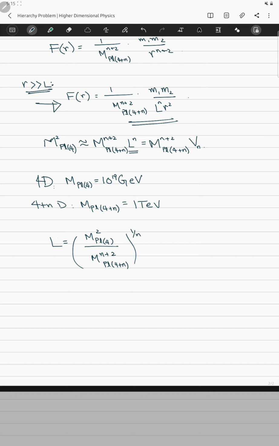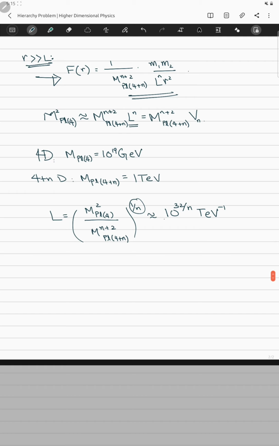on both sides, and what you get is a value which is about 10 raised to power 32, and because of this nth root you would have over n as well, and this is in terms of tera electron volts raised to power minus 1, which if you write it in terms of centimeters, comes out to be 10 raised to power 32 over n times 10 raised to power minus 17 centimeter.